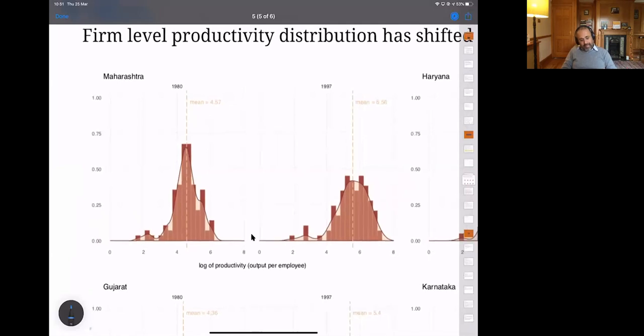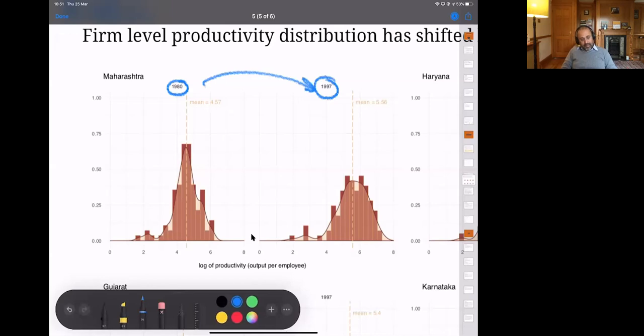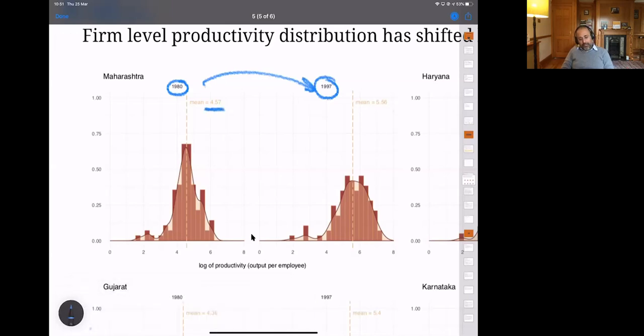What happens in 1980 is that the distribution of productivity looks like this, right? This is the log scale. And in 1997, the distribution has changed. How has the distribution changed? The first thing to notice is that the mean has gone up, these are log values, from 4.57 to 5.56. The mean of the A value has gone up, but also the shape has changed. So the shape of the distribution was very kind of pushed in, whereas it has become flatter.